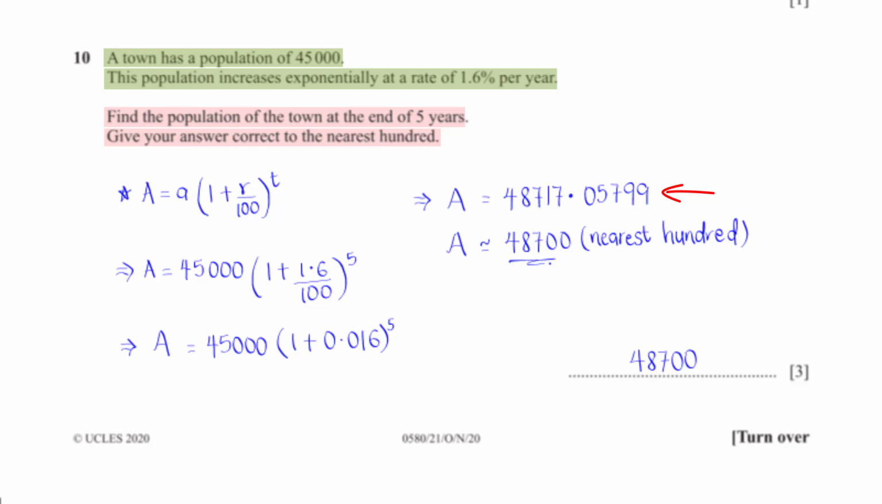48,717.05799. The number in the hundredths position is 7. The number after 7 is 1. Since this number is less than 5, we are going to maintain 7, and the two numbers before the decimal point become 0. We ignore all the numbers after the decimal point, and so our final answer becomes 48,700, correct to the nearest hundred.